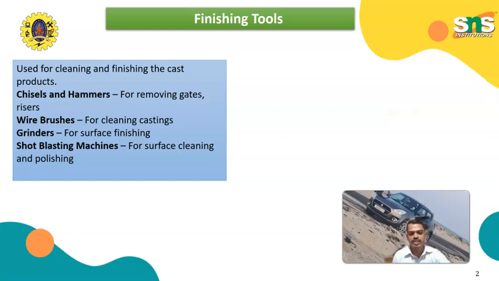Next one is inspection and measuring, ensuring dimensional accuracy and surface quality. Measuring tools: vernier caliper, micrometer, surface plate, height gauge, etc. These are the foundry tools most frequently used in foundry areas to make a good product.